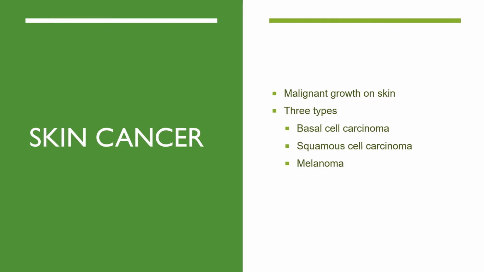Okay, I do want to take a little bit of time here in the lesson to talk about skin cancer. Skin cancers are malignant growths that occur in the skin. And there are three types of skin cancers: basal cell, squamous cell, and melanoma. We're going to talk a little bit about each of these so you understand where it comes from. Basal cell and squamous cell describe the type of cell that it comes from, and so does melanoma. Carcinoma means cancerous tumor.